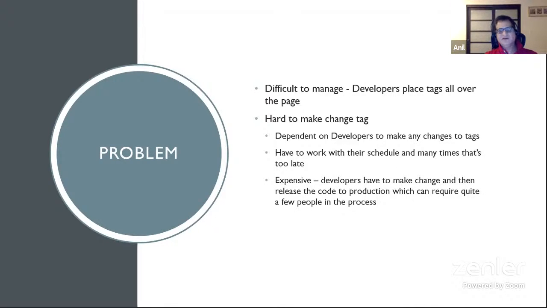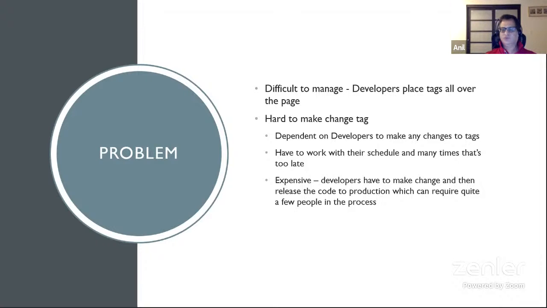It's expensive. Developers have to make the change and then release the code to production, which can require quite a few people in the process, right? You have to follow through the process, the QA process, the approval process, whatever it is. And it takes time. Many people get involved. I mean, I'm involved. I think there is another person that I'm working with in the organization. She's working with another person. And then the developers get involved. Imagine like 5-10 people getting involved just to put one tag.